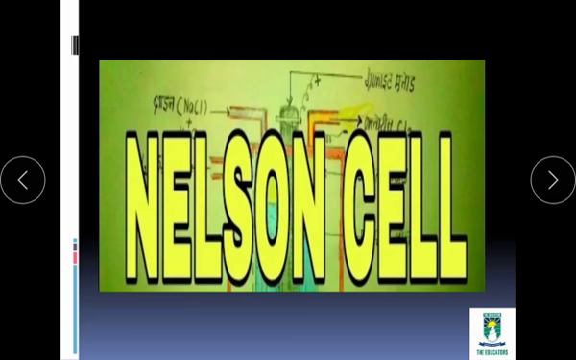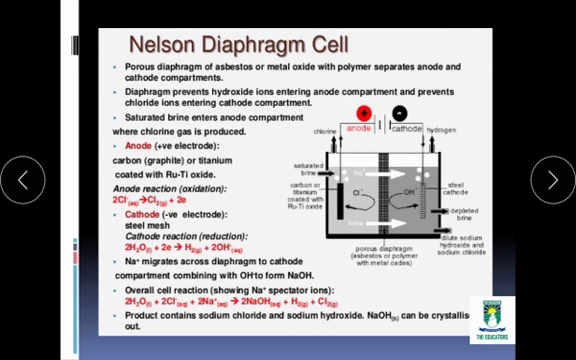What is the Nelson cell? On an industrial scale, caustic soda, that is sodium hydroxide, is produced in the Nelson cell by the electrolysis of an aqueous solution of NaCl, which is called brine. What is brine? Brine is the concentrated aqueous solution of NaCl. A porous diaphragm of asbestos or metal oxide with polymer separates the anode and cathode compartments. The diaphragm prevents hydroxide ions from entering the anode compartment and prevents chloride ions from entering the cathode compartment.